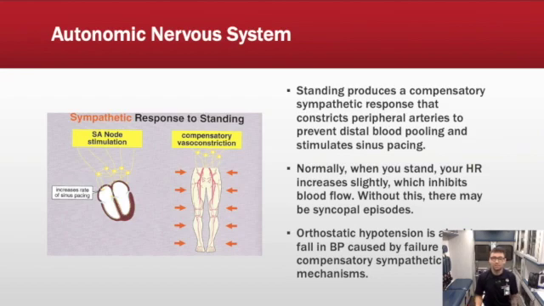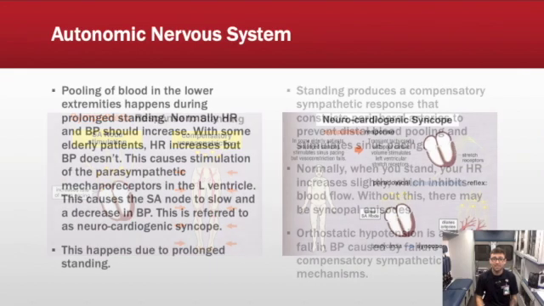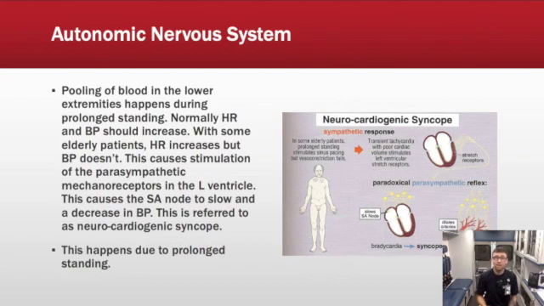So if we're sitting in the recliner, we're relaxing, we're watching TV, and we stand up and we don't have this sympathetic response, this is when you start feeling lightheaded, you start having that orthostatic hypotension, you might actually have syncope, whenever you pass out. And pooling of blood in the lower extremities happens during prolonged standing.